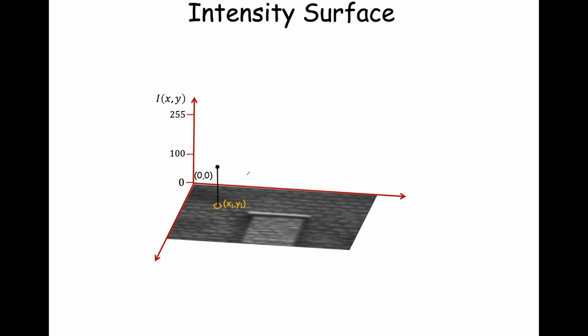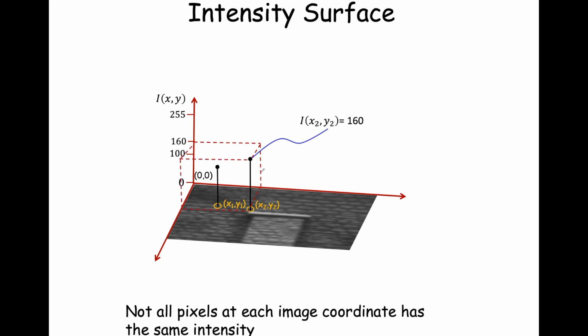If we have that for one pixel at x1, y1, we can certainly have it for another pixel at another location at x2, y2. So let's imagine, for the sake of example, the intensity level at x2, y2 in image coordinates is 160.